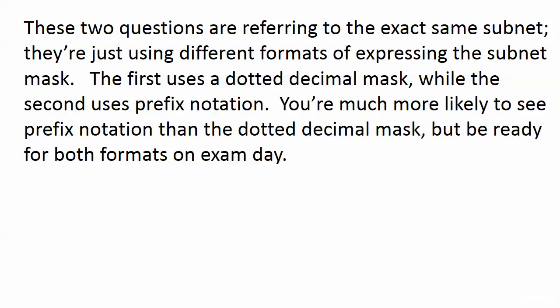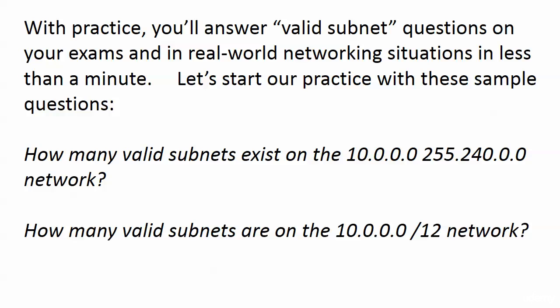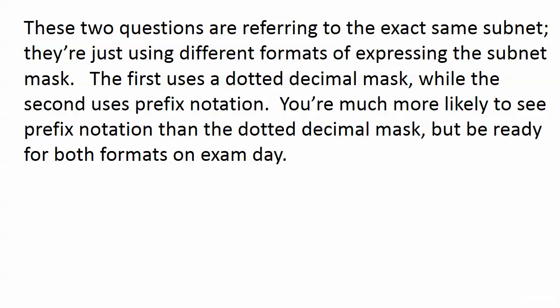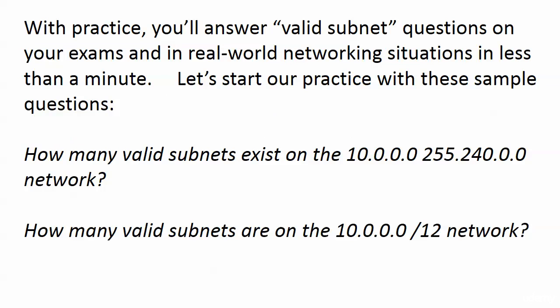Now, the first one used a dotted decimal mask, and that's the 255.240.0.0 that you see there. And the /12, this is what we call prefix notation. And you're much more likely to see prefix notation than a dotted decimal mask in real-world networking and real-world network maps. On your exam, I expect you to see both.